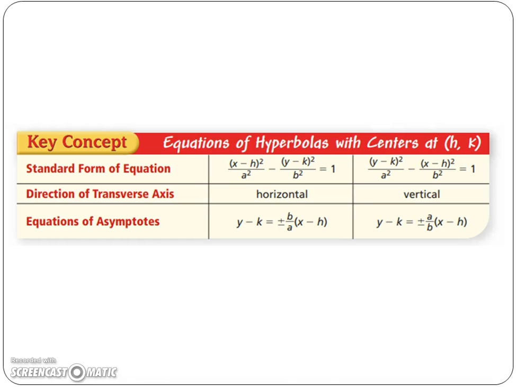So again, we can translate this with the minus h and minus k, where (h, k) is our new center. Still horizontal if x is with a, still vertical if y is with a. Our asymptotes this time change a little bit, so it's y minus k equals plus or minus b over a times the quantity x minus h. And so if it's vertical, we just flip the a and b. So instead of b over a, it becomes a over b.